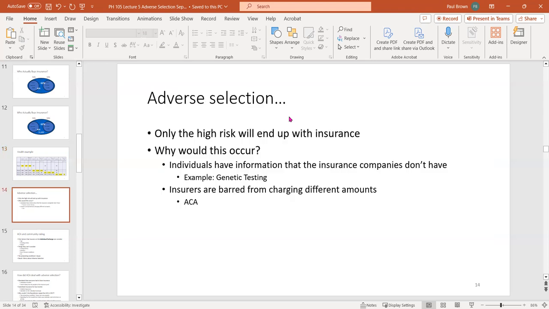And what the Affordable Care Act said is that you can't charge people different amounts based upon their risk levels. So how did the Affordable Care Act end up working? They said, if everyone goes in the same risk pool, there's no pre-existing condition, and you can't charge different amounts based on pre-existing conditions.